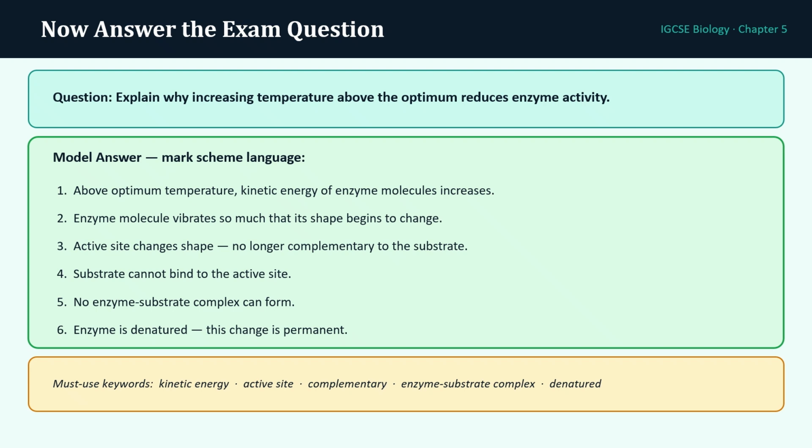Now look at the keywords at the bottom. Kinetic energy, active site, complementary, enzyme substrate complex, and denatured. Every one of these words is in the Cambridge mark scheme. Use them and you will collect every mark.